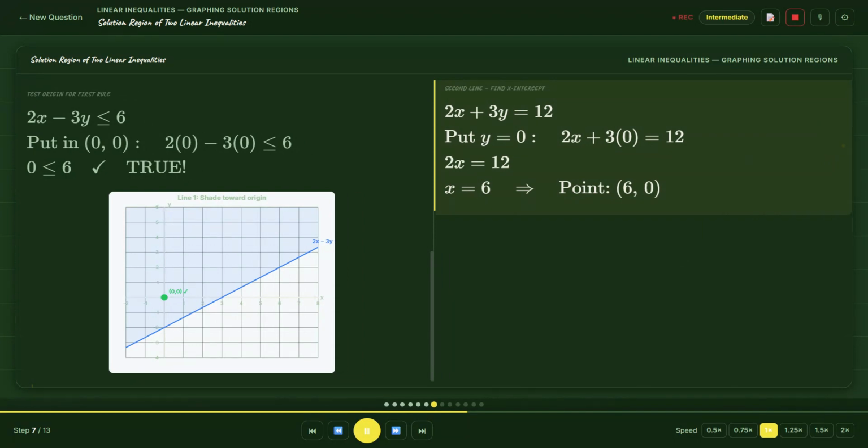Now let's do the same thing for our second rule. Put in y equals 0. We get 2x equals 12, so x equals 6. Our point is 6, 0.